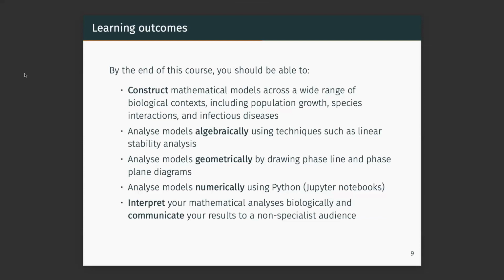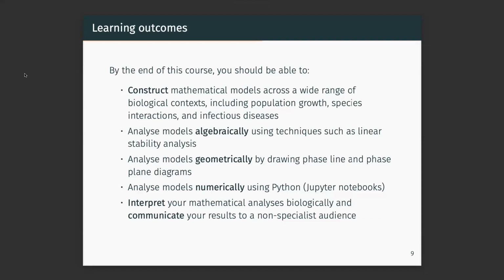Okay, what do I hope that you will learn? What should you expect to learn through this course? So these are the rough learning outcomes. The main thing, first of all, is being able to construct a variety of different mathematical models, okay? For some of you, this might be the only course you do in mathematical biology.